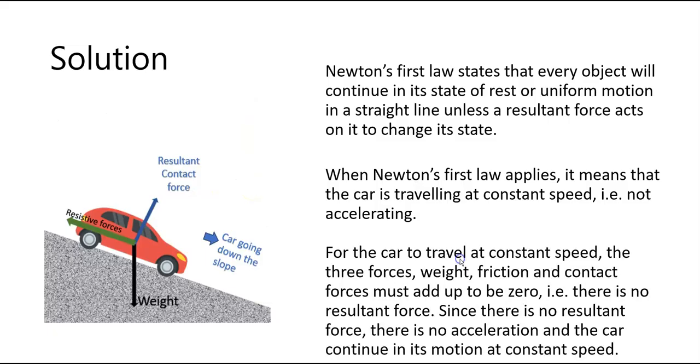You see, for the car to travel at constant speed, the three forces, weight, resistive forces, and contact forces, must add up to be zero. That is, there is no resultant force. Since there is no resultant force, there is no acceleration, and the car continues in its motion at constant speed.